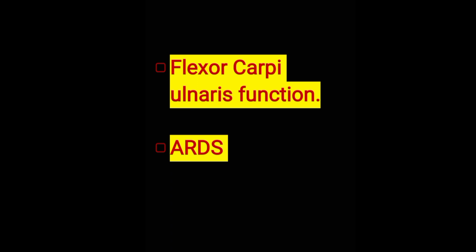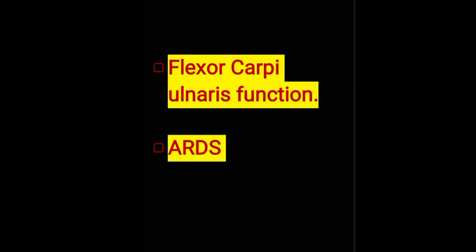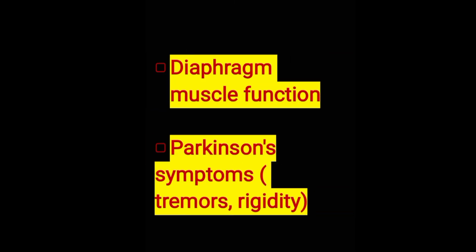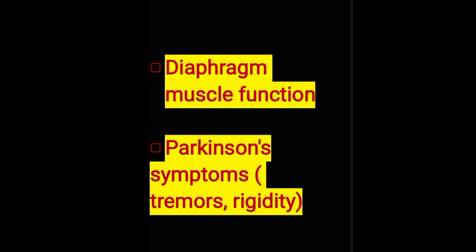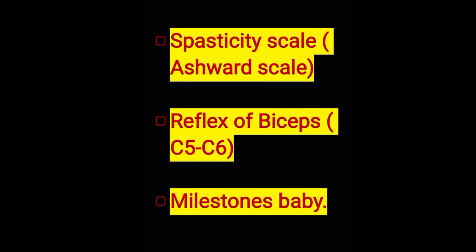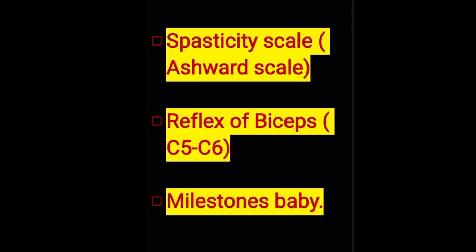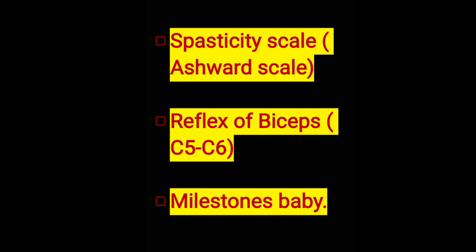ARDS, acute respiratory distress syndrome, diaphragm muscle function, Parkinson's symptoms, tremors, rigidity, spasticity scale, Ashworth scale, reflex of biceps, C5, C6, milestones of baby, that is pediatric milestones, which are very important.